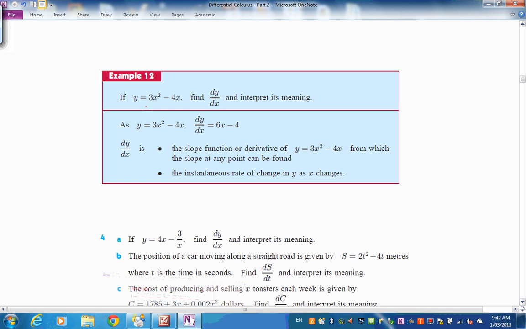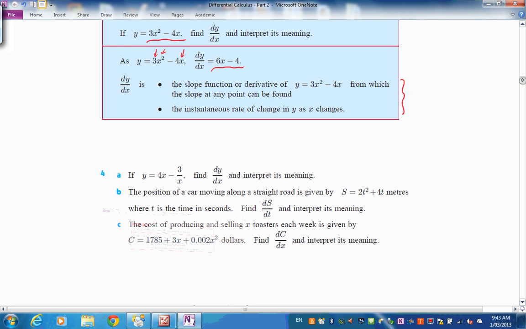Okay, so here's a function, and we want its derivative and interpret its meaning. So its derivative is fairly easy, because it's just 3 lots of 2x or 6x, and derivative of neg 4x is just neg 4 from our x to the n rule. So here's our interpretation. The slope function for which the slope at any point can be found is 6x take 4, or the instantaneous rate of change. There is a trichotomy. The derivative means you have a function which will find the slope of the tangent or the instantaneous rate of change. So be flexible in that.